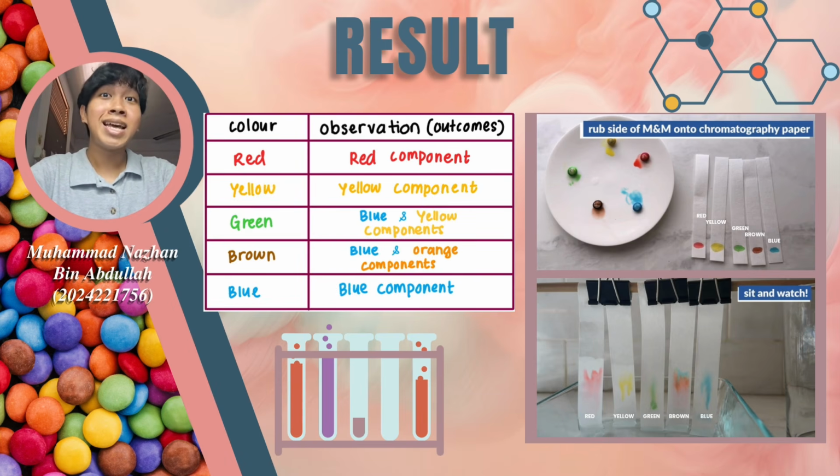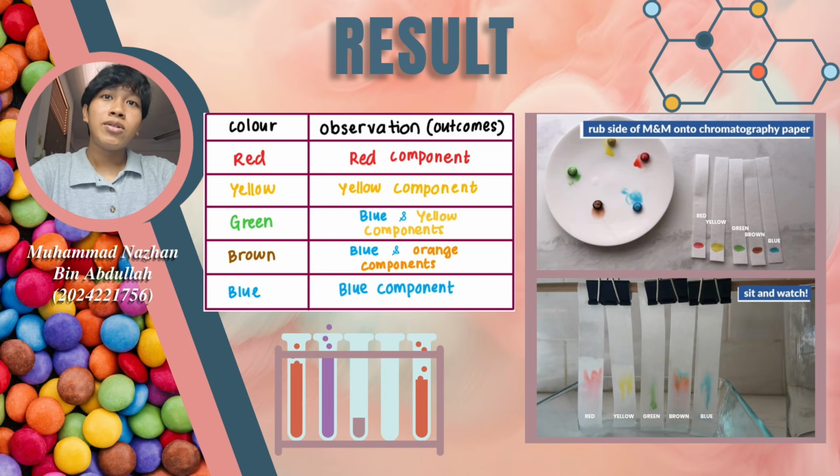However, the green M&M gave a different result. It separated into two colors, blue and yellow. This means that the green coating is actually a mixture of blue and yellow food dye, since these dyes have different properties, so they travel different distances and separate on the paper. The next one is the brown M&M. The chromatography paper showed two distinct colored bands: a blue band at the top and an orange-brown band below it. This indicates that the brown coating is not produced by a single food dye, but by a mixture of different dyes.